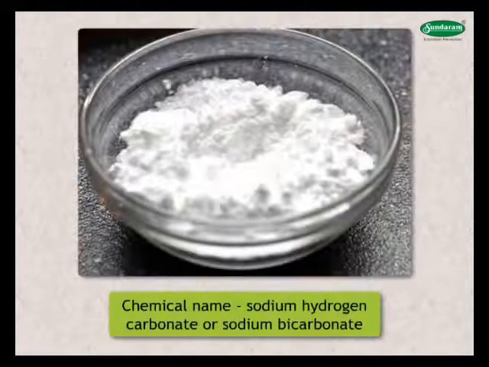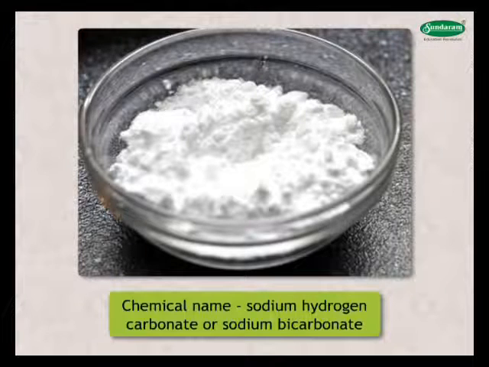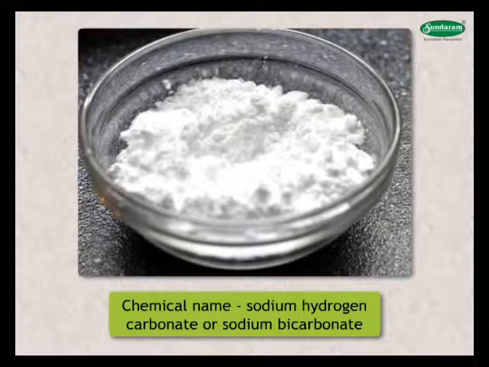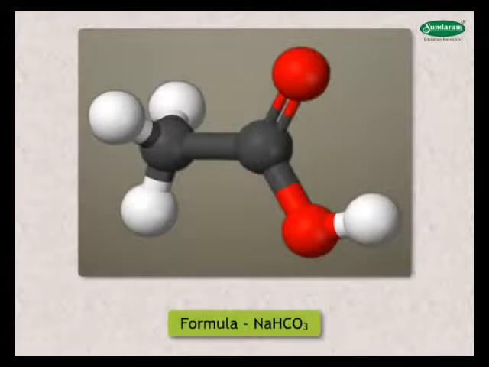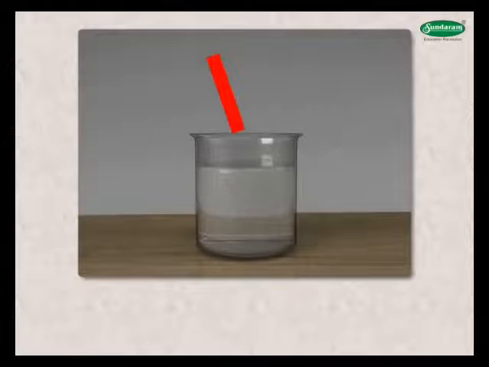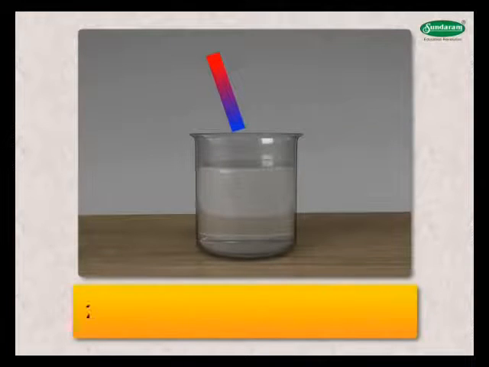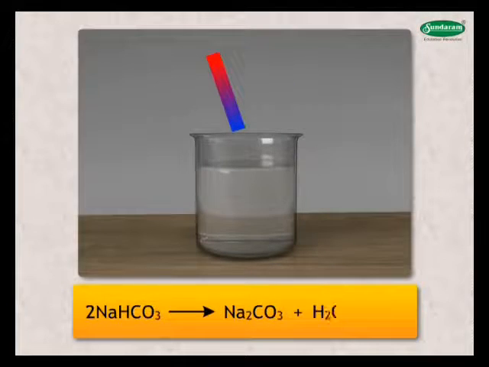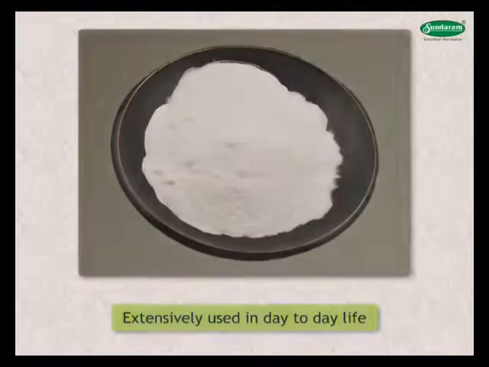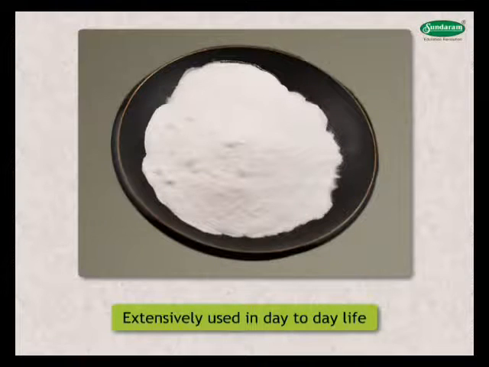Its chemical name is sodium hydrogen carbonate or sodium bicarbonate, and its formula is NaHCO3. When tested with litmus, NaHCO3 turns red litmus blue, which indicates that it is alkaline in nature. When heated strongly, it decomposes as follows.